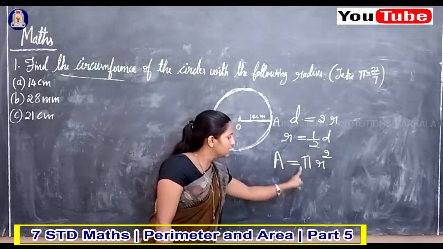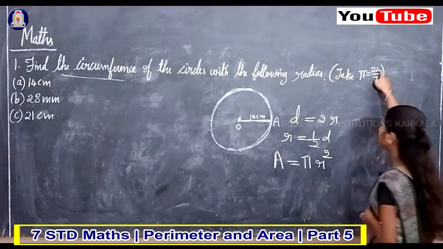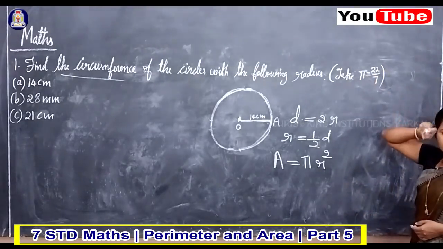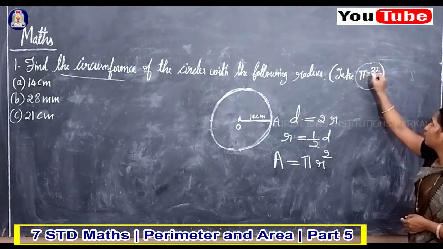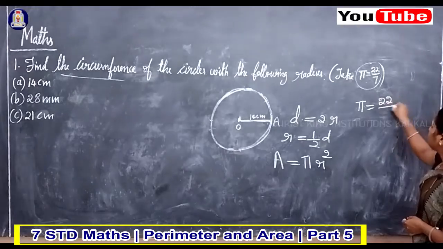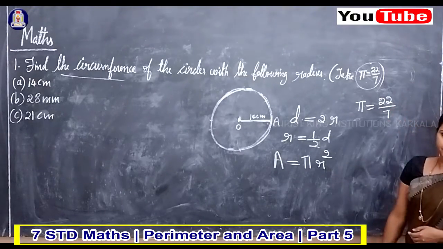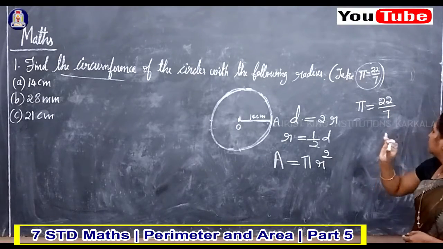So this is pi. Pi means this is a constant value. The pi value is 22 by 7 or 3.14. Okay, so this is constant. This you have to learn by heart. You should remember this. The value of pi is approximately equal to 22 by 7.